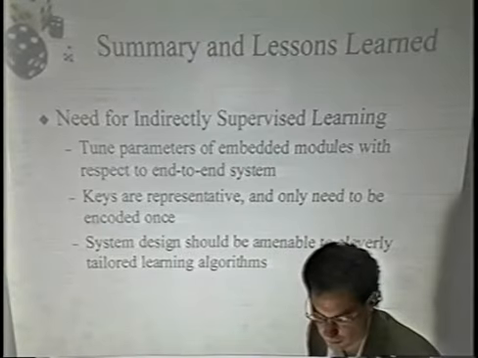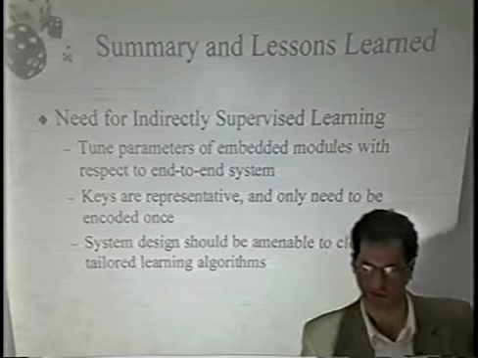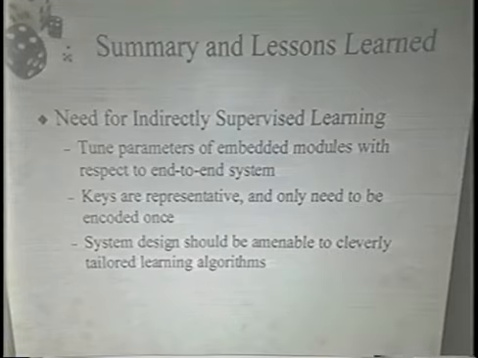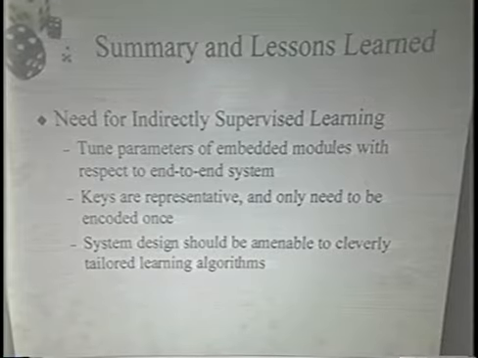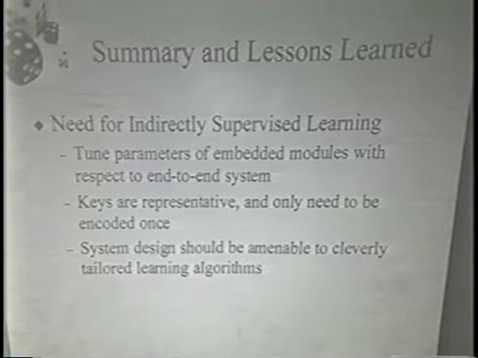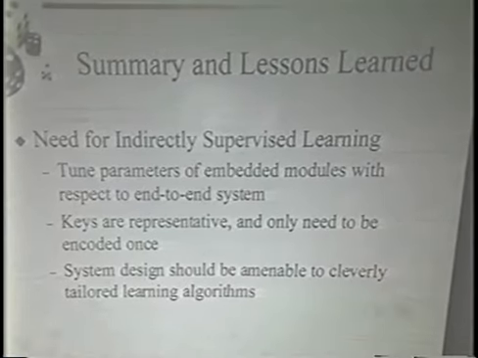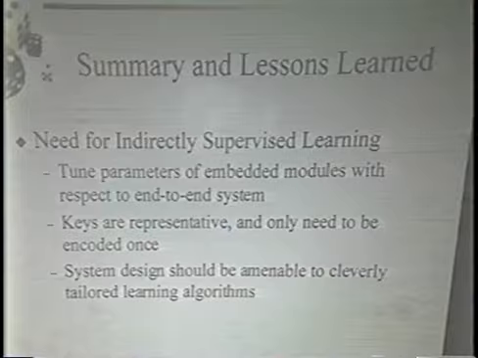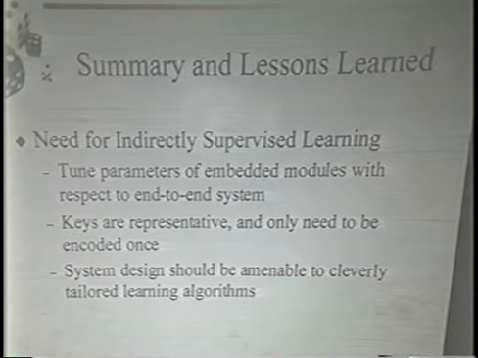That would kind of beg for an approach to what we call indirectly supervised learning, where if it's F-score that we're interested in, well, that's what we use to drive the tuning of the parameters of some embedded module. The positive note to make here is that, of course, the keys are representative of what you're interested in because it is the output of the end-to-end task, and they only need to be encoded once. If people change other modules of the system, you may have to retrain your model, but you don't have to recode the end-to-end keys again.